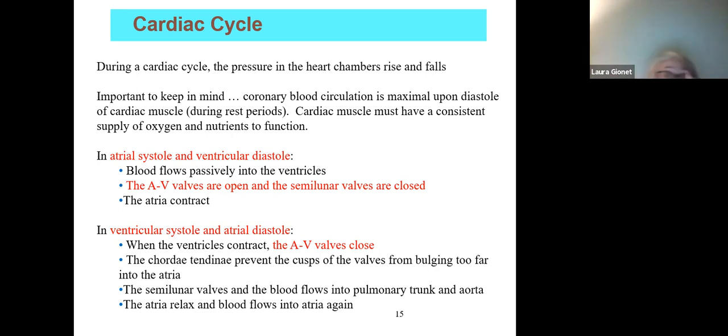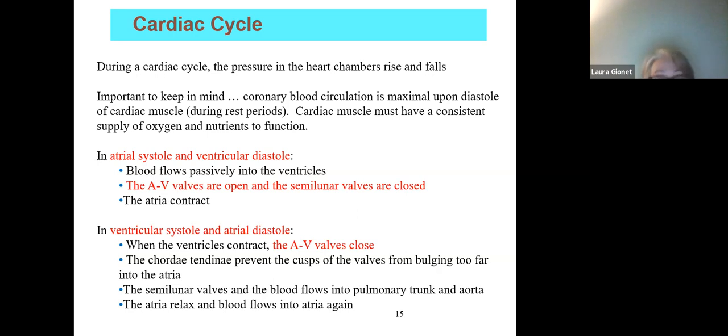It has to pass from the right ventricle into the pulmonary trunk, and from the left ventricle into the aorta. So in doing so, the AV valves are closed, the tricuspid and mitral valves are closed, and now, upon ventricular contraction, the pulmonary and aortic valves are open.